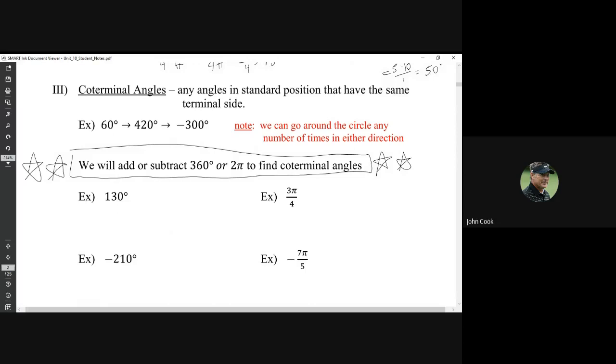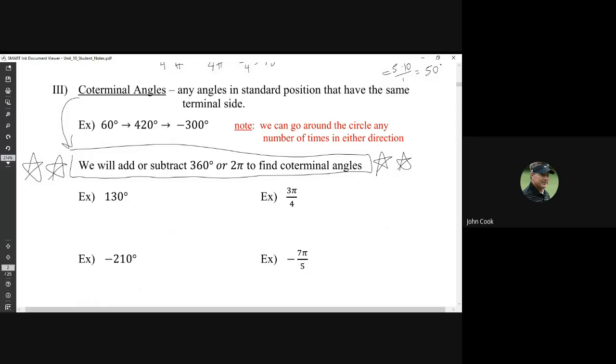When you see coterminal angles, think about this part of it instead, where we're going to be adding and subtracting 360 if it's in terms of degrees, or 2 pi if it's in terms of radians, to find additional coterminal angles. Coterminal angles are always 360 degrees apart, always. Okay, that's how you find additional coterminal angles. If we're talking radians, it's always going to be 2 pi radians away from each other. So let me show you an example or two.